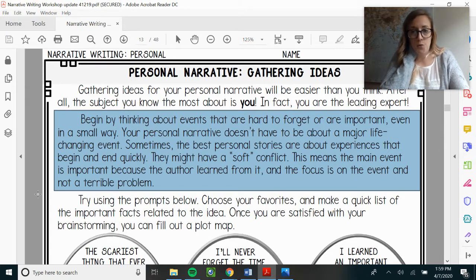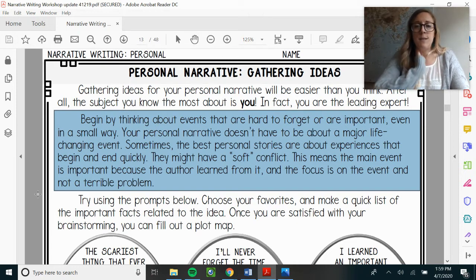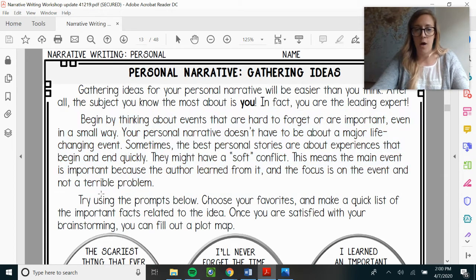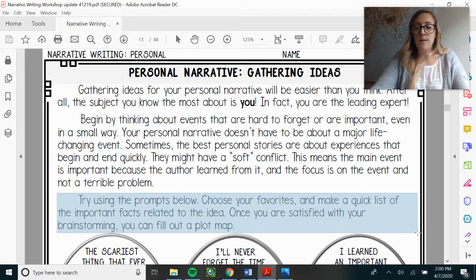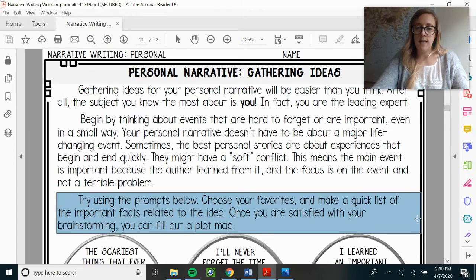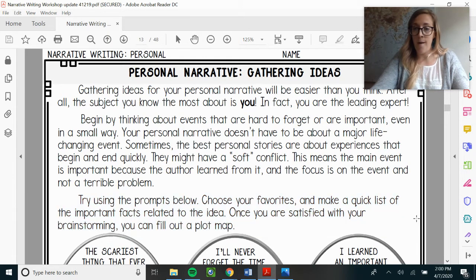Sometimes the best personal stories are about experiences that begin and end quickly. They might have a soft conflict. This means that the main event is important because the author learned from it, and the focus is on the event and not on a terrible problem. Try using some of the prompts below and make a quick list of the important facts related to that idea. Once you're satisfied with your brainstorming, you can fill out a plot map.